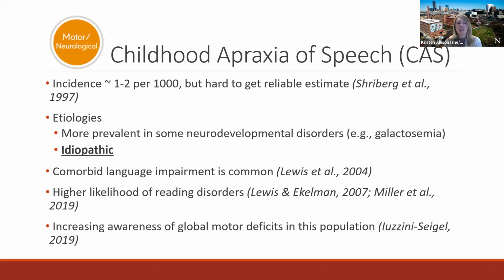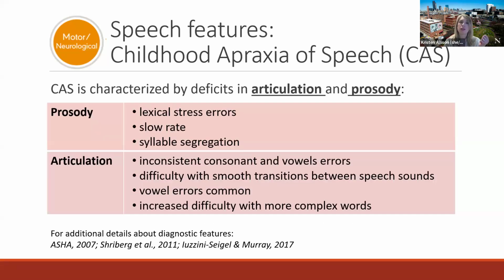Children with CAS often have co-occurring language impairment, and they are also at increased risk for reading disorders. In addition, recent studies of kids with CAS have shown that many of these kids have global motor deficits, and developmental coordination disorder is common, suggesting there are core deficits underlying CAS that are not limited to just speech. CAS, like other speech sound disorders, is diagnosed based on the presence of particular speech characteristics.